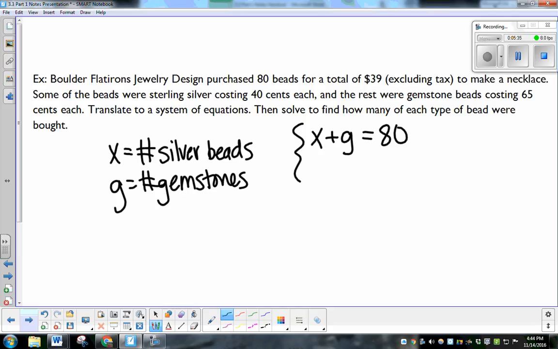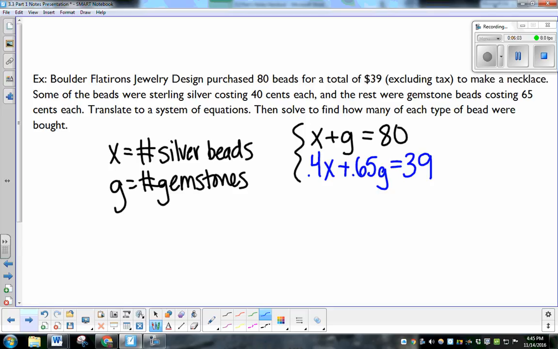Then we can also write an equation about the cost of these. So I know that my silver ones were 40 cents each. So I do 40 cents per silver bead, so times the number of silver beads, X, plus 65 cents per gemstone, so 0.65 G, 65 cents times the number of gemstones, and that equals the total amount they spent, which was $39.